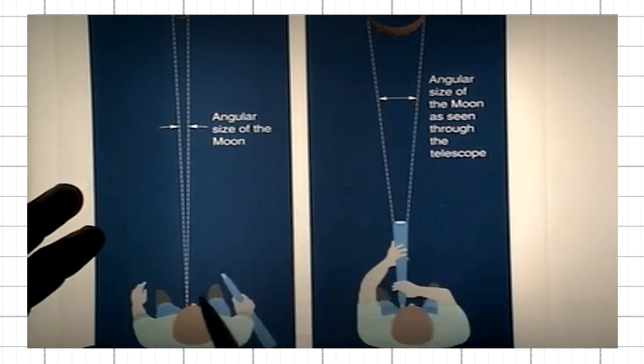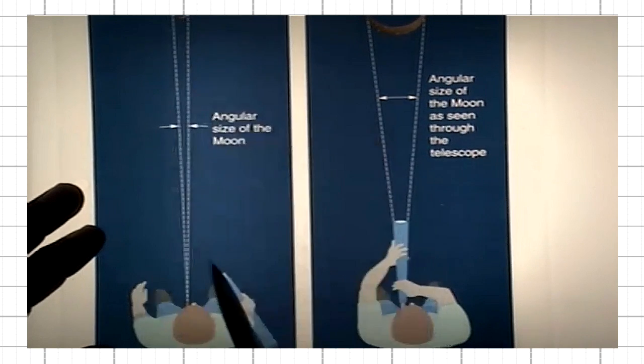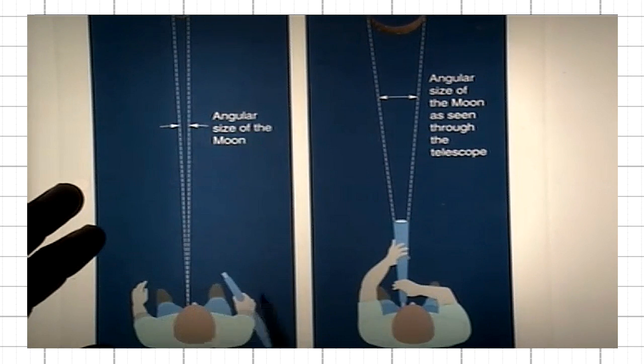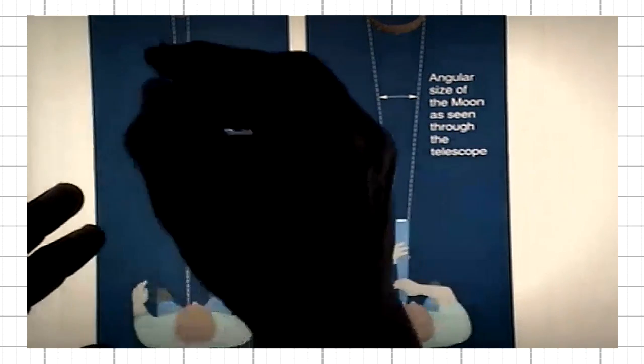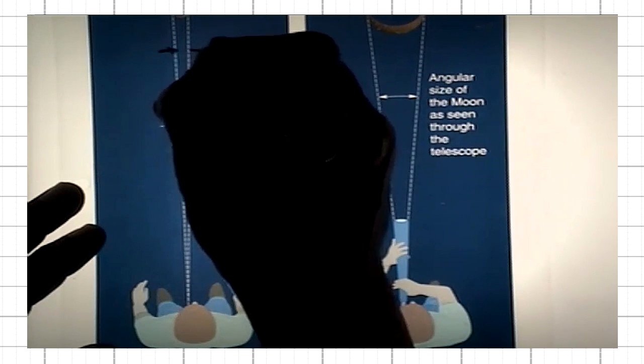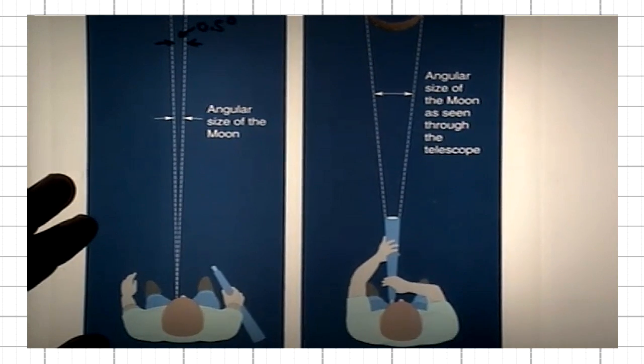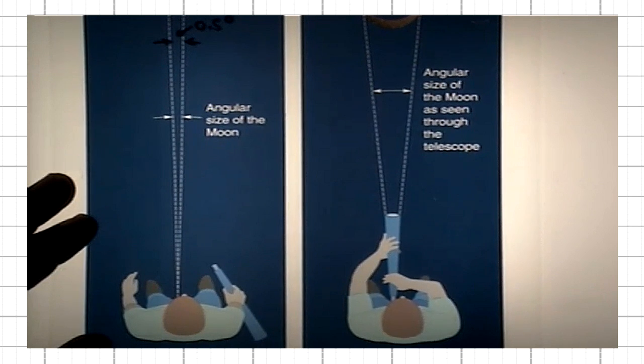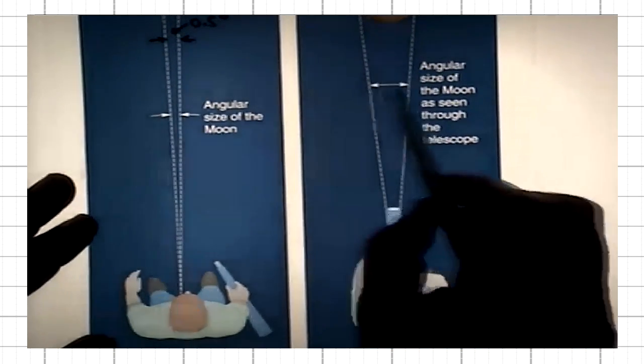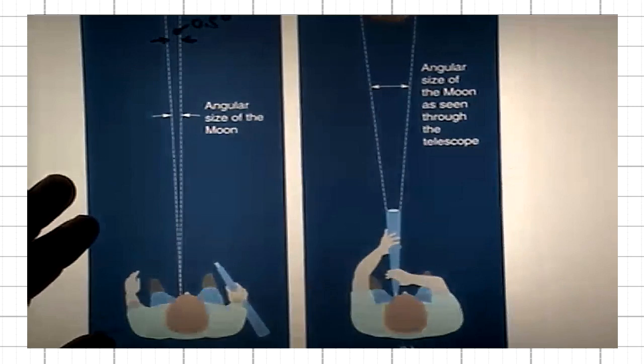So basically, when you view, say, the moon without a telescope, using your naked eye, you see it at a certain angular size that is about half a degree. But when you use a telescope with an eyepiece that serves to magnify the size of the image, then you see the moon at a larger angular size, right?